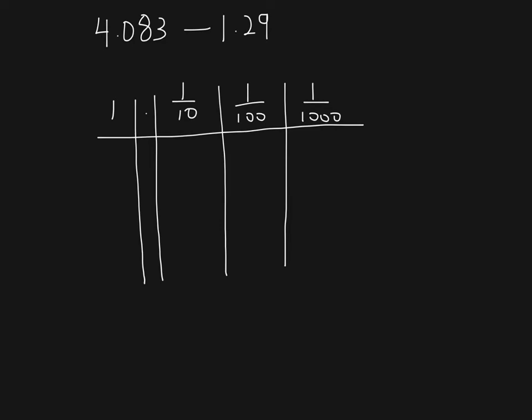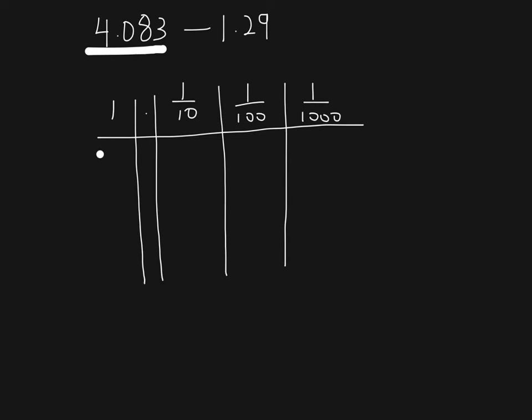Okay, this one is slightly more difficult because we're going to have to subtract across zeros this time, which is complicated for some people. So we'll see how it's done on the place value chart, and then hopefully the written method will make more sense to you. So I'm going to start off by putting my first number into the place value chart.